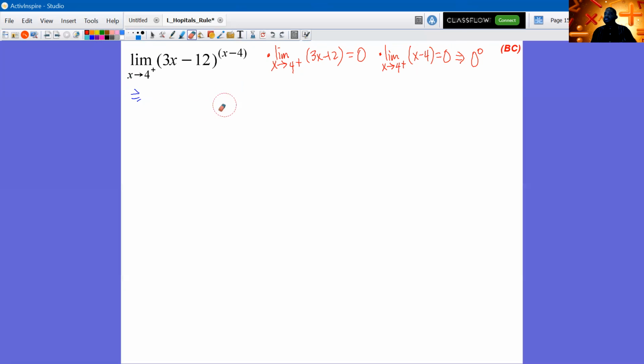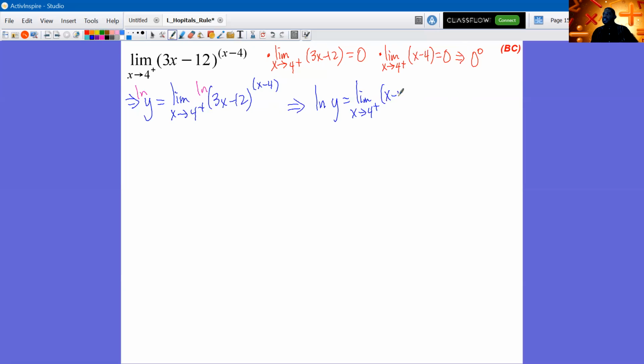Actually, that's not the first step. The first step is to set our limit equal to y, and then we bring in natural log. So let's write the limit equation. Now let me bring in ln here and ln over here. So we get natural log y equals the limit as x approaches 4 from the right of x minus 4 times natural log of 3x minus 12.